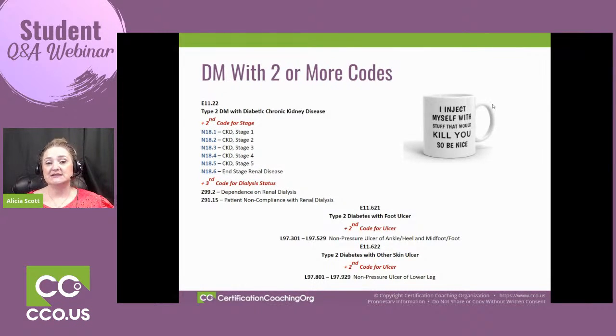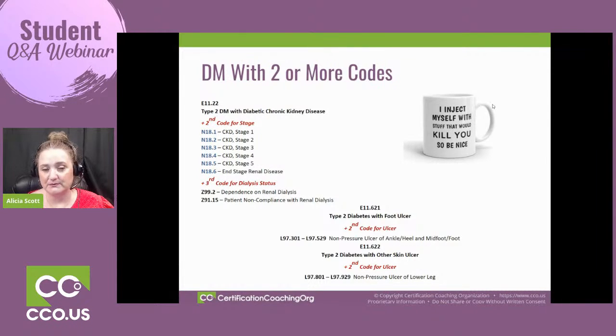E11.2 is type 2 diabetes with a renal or some type of nephrology associated disease that a nephrologist would be following. CKD has stages, and it's really easy because the N18 after the decimal follows the stage. So CKD1 is N18.1, and so on and so forth, till you get down to end-stage renal disease.